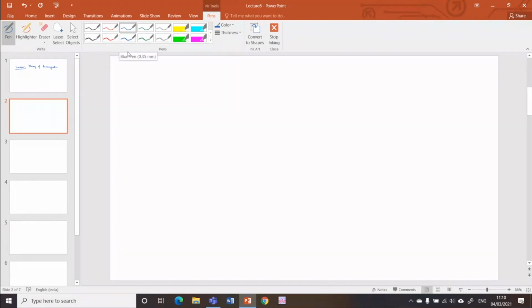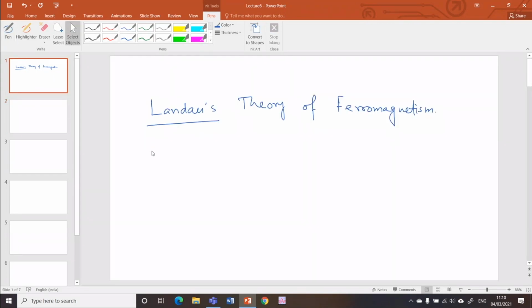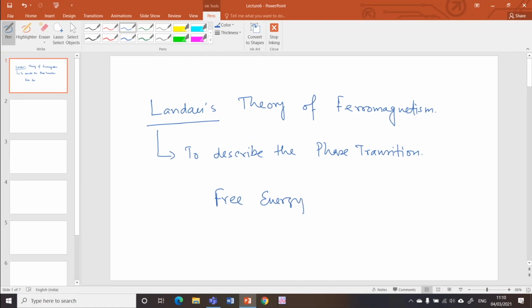So basically it's a model. Okay, so this is used to describe the phase transition. Okay, and how does it do that? It uses the free energy of the system. Okay, so it uses the free energy functional.